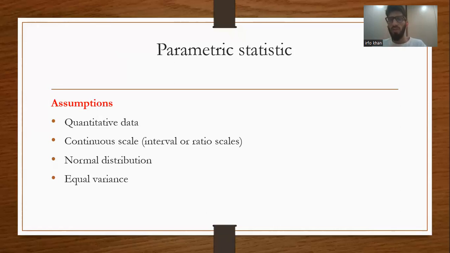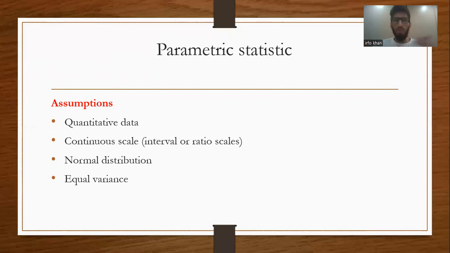Okay. Number one, the data must be quantitative. If our data is not quantitative, we cannot apply parametric tests. The second one is, if the data is quantitative, then which type of data is it? In quantitative data we have four sub-categories. So if the data is interval or ratio scale, only in this case do we apply parametric statistics. If it is neither interval nor ratio, it is not eligible for parametric statistics. The second assumption is that data should be normally distributed.